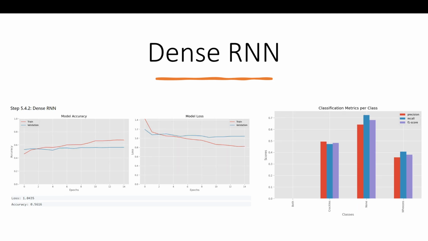Compare this to the dense RNN model. As you can see, it had a very low accuracy, only 56%, and a much higher loss rate of over 1. An ideal model should have a high accuracy and a low loss rate. If you look on the right, you'll notice that for the category with both, we actually don't see anything, and I will explain this later.